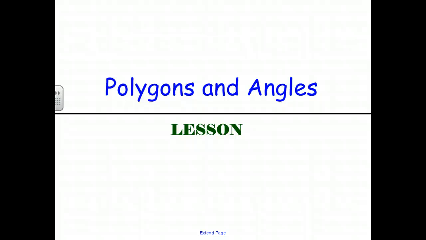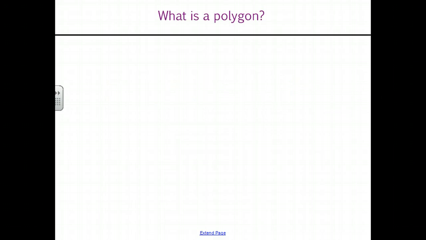So this lesson is all about the relationship between polygons and angles. And in order to start talking about this, we first have to understand what a polygon is. To do this, I'm going to show you some examples of polygons, and then some examples of things that are not polygons. We're going to try to come up with some characteristics that are shared by the ones that are, but not shared by the ones that aren't.